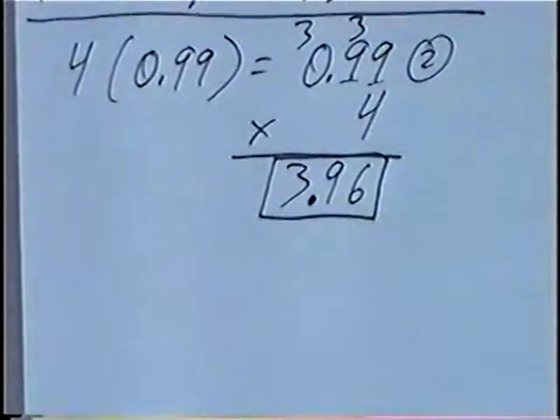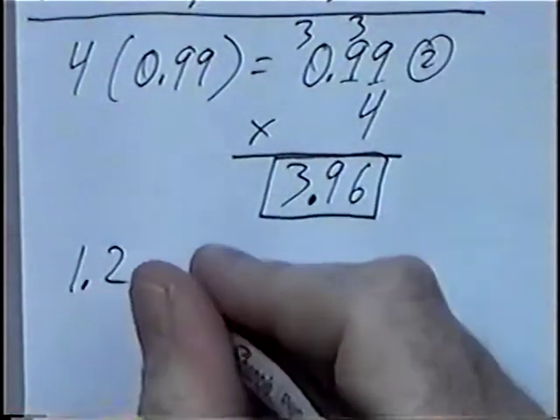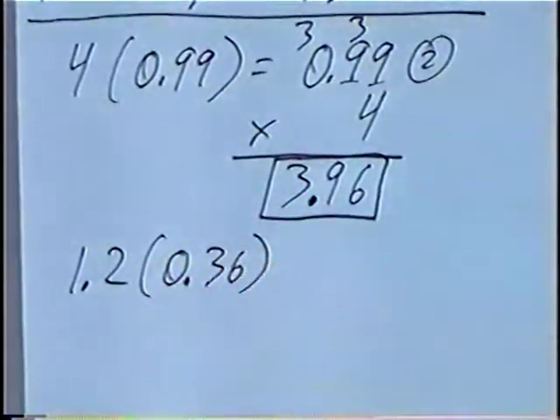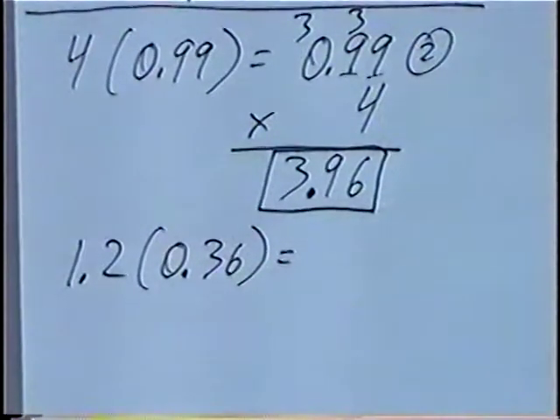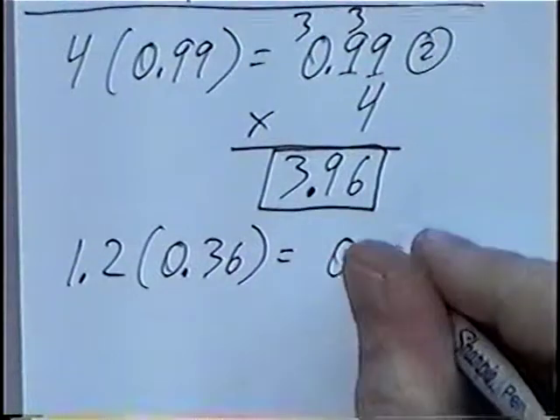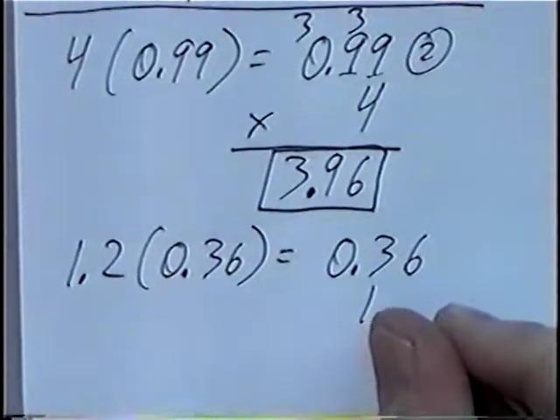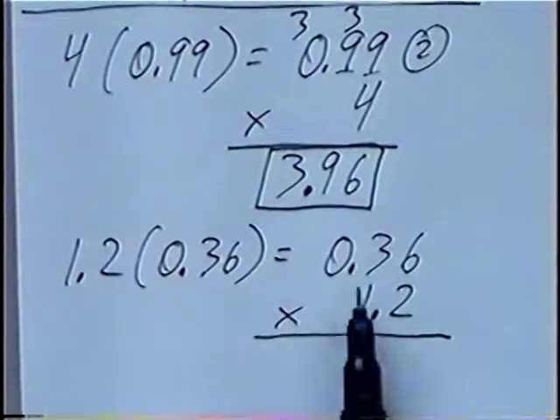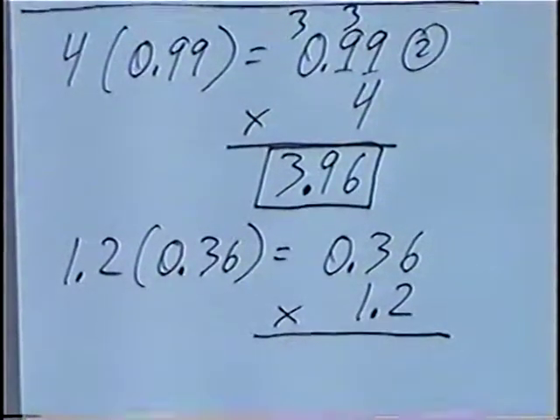Second question, and last question for the section. 1.2, and in parentheses, 0.36. Again, it's easier to take the number that has the most digits, 0.36, and we'll write that number first, and the second number we'll write down 1.2. When we multiply numbers with decimals, you don't have to line the decimals up. It's best just to line the digits up.